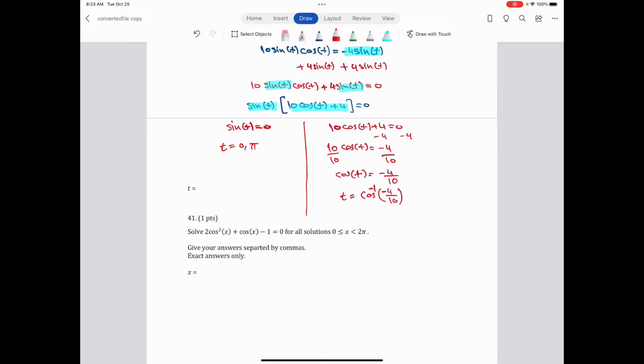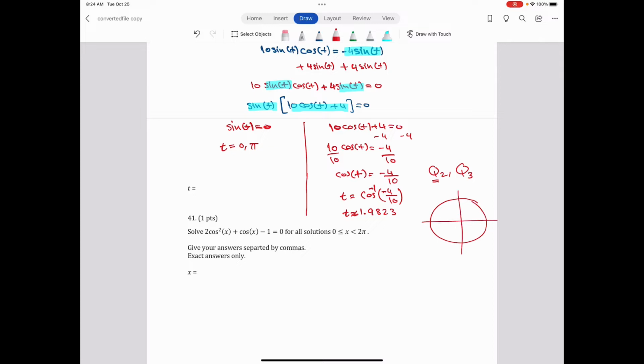Cosine is negative in the second quadrant, or it is negative in the third quadrant. So the answer that I'm going to get from the calculator is going to be in the second quadrant, and then I will find the answer in the third quadrant. So let me just plug that into my calculator. I got t equals 1.9823, rounded to 4 decimals. So it is in the second quadrant.